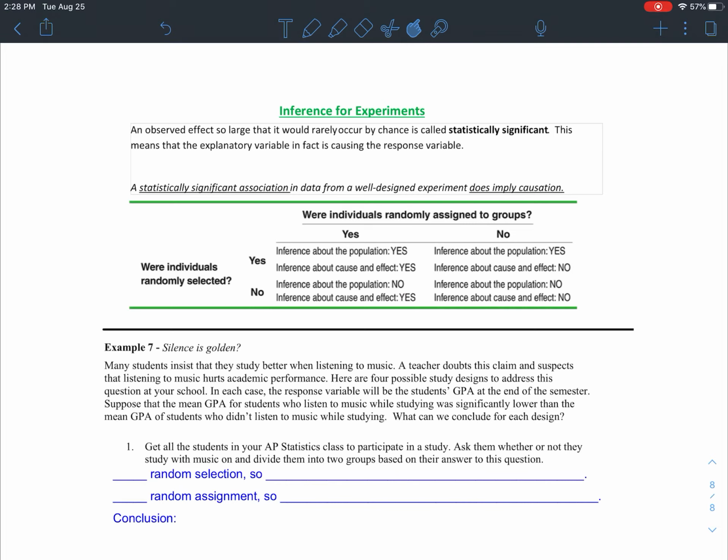Okay, the last page in this particular notes page is just having us revisit this super important idea of what conclusion can you draw based on the design of the study. One thing that you are going to see a lot is the statement, the results were or were not statistically significant. If the results are statistically significant, that means that you were able to conclude that your explanatory variable was actually causing the response variable. Okay, so statistically significant means that the explanatory variable caused the differences you're seeing in the response variable.